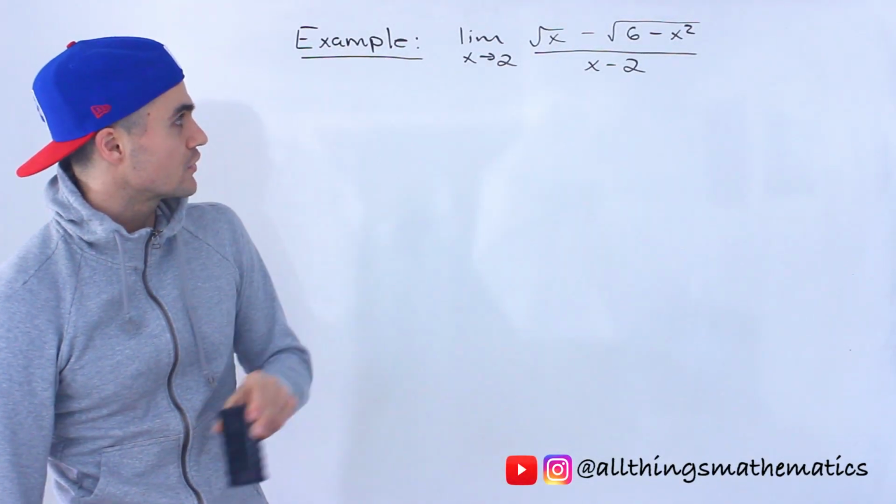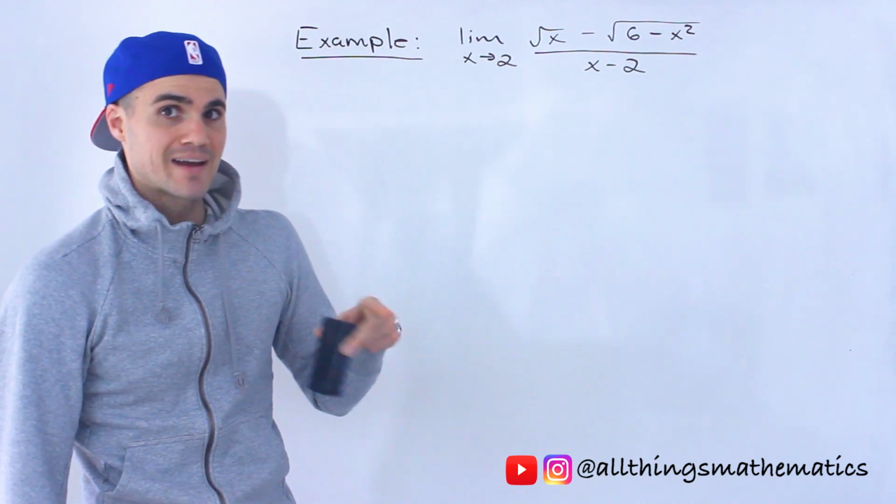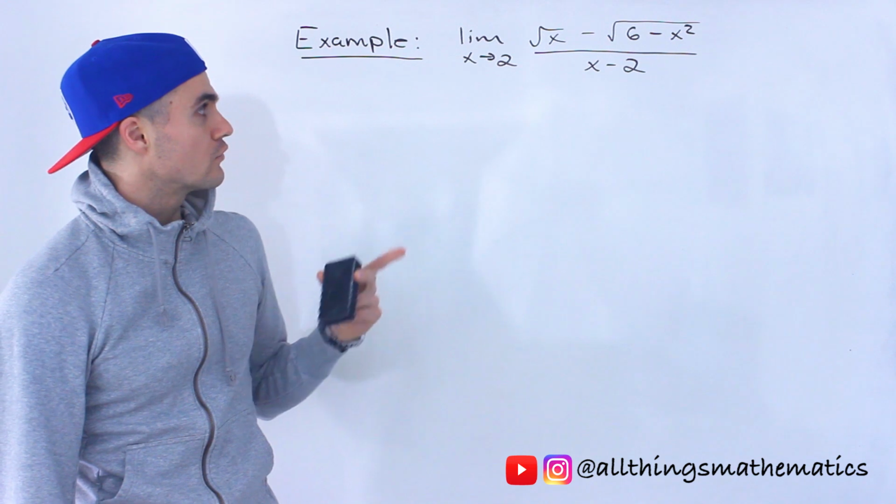We have this limit to solve here. Limit as x approaches 2 of the square root of x minus the square root of 6 minus x squared, all over x minus 2.